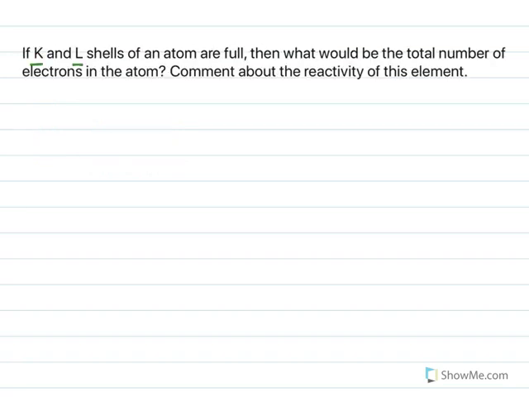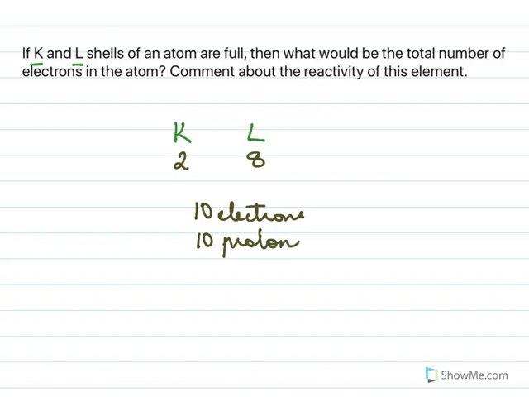If the K and L shells of an atom are full, what would be the total number of electrons? So, we have K and L shells and they are completely full. There will be 2 in the K, 8 in the L. So, when you add up now, you will get 2 plus 8, there will be 10 electrons. If there are 10 electrons, means there are 10 protons. What can you comment on the reactivity of the element? If you look at this element, the valence electrons, the outermost electrons are 8.